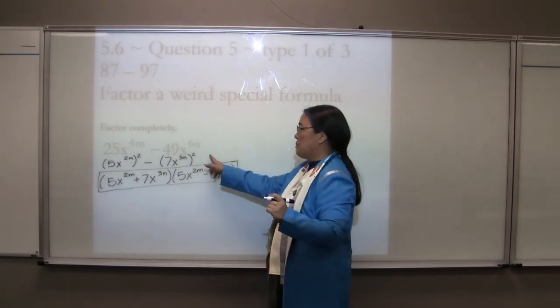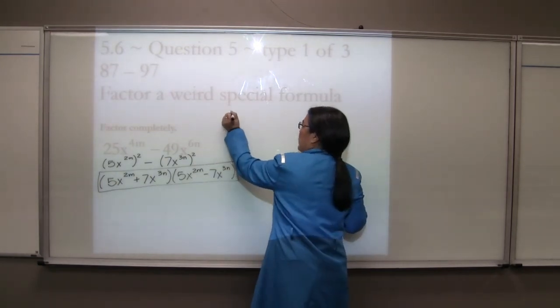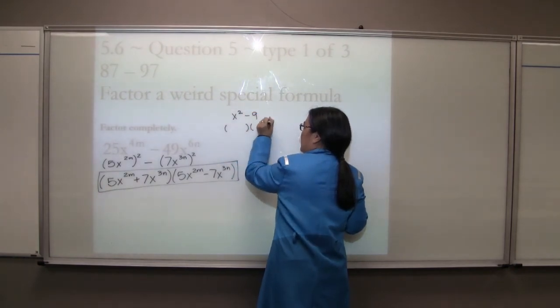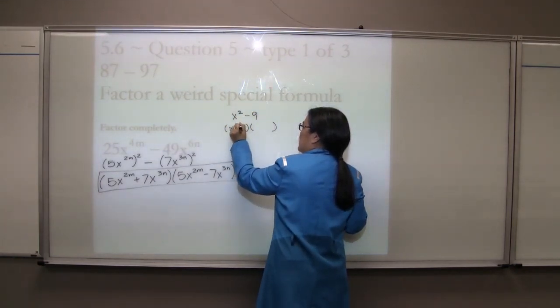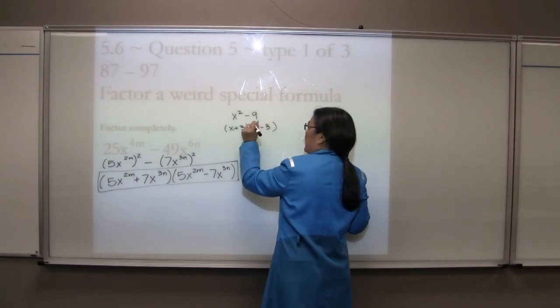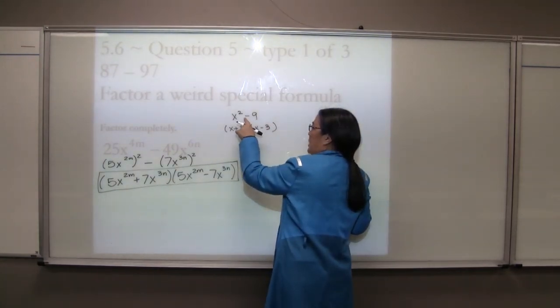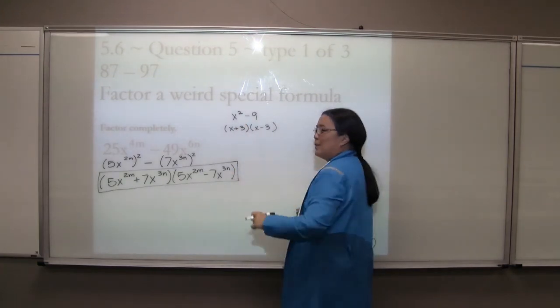A quick thing to remind you about that is the difference of squares is going to be something like x squared minus 9. And many students know that that breaks up into x plus 3, x minus 3. Because x times x gives you x squared, 3 times 3 gives you 9. And when you have this, you'll have one positive, one negative.